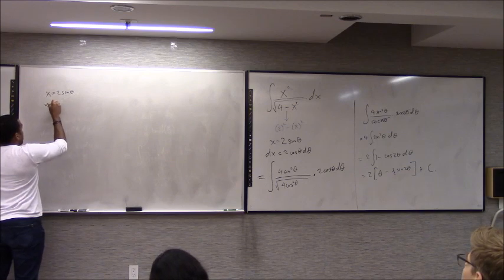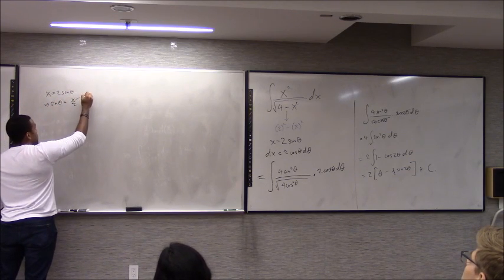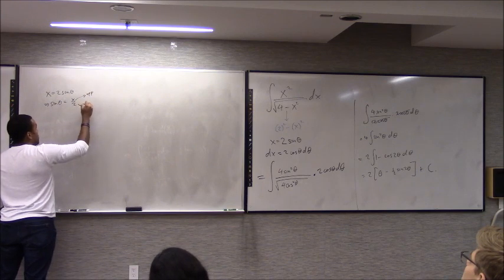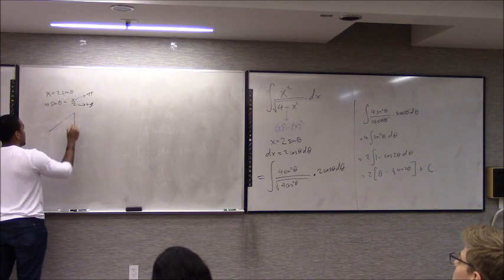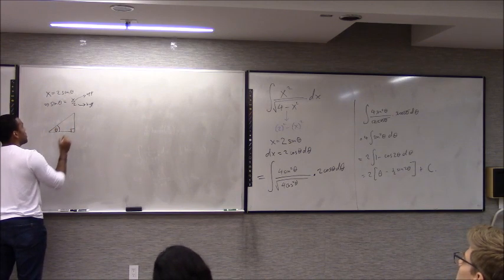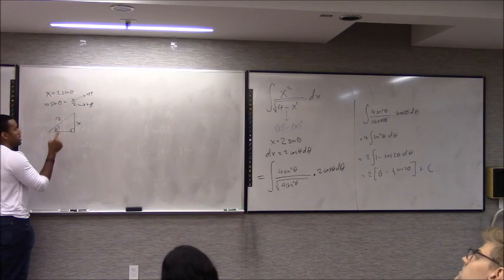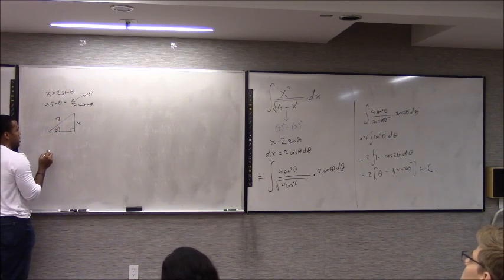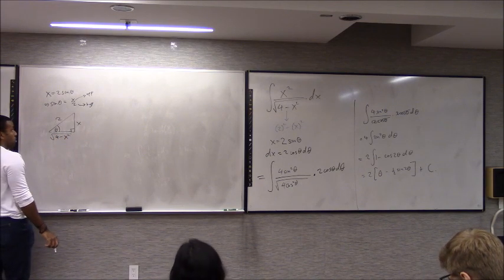This means that my sine theta is going to be x over 2. I'm going to think of the top as the opposite and the bottom as the hypotenuse because of SOHCAHTOA. And then this is going to lead to a triangle. This is opposite, this is hypotenuse, which means that this, by Pythagoras' theorem, is going to be the square root of the hypotenuse squared minus the other side squared.